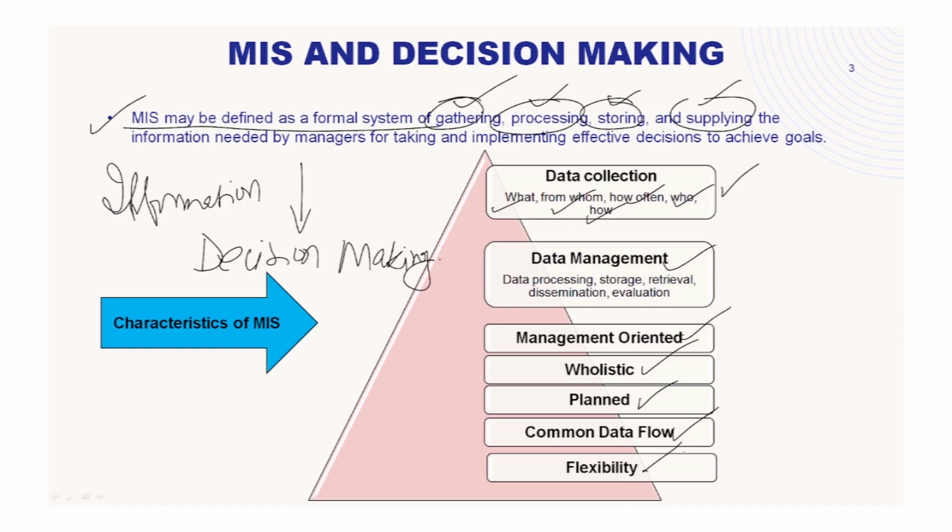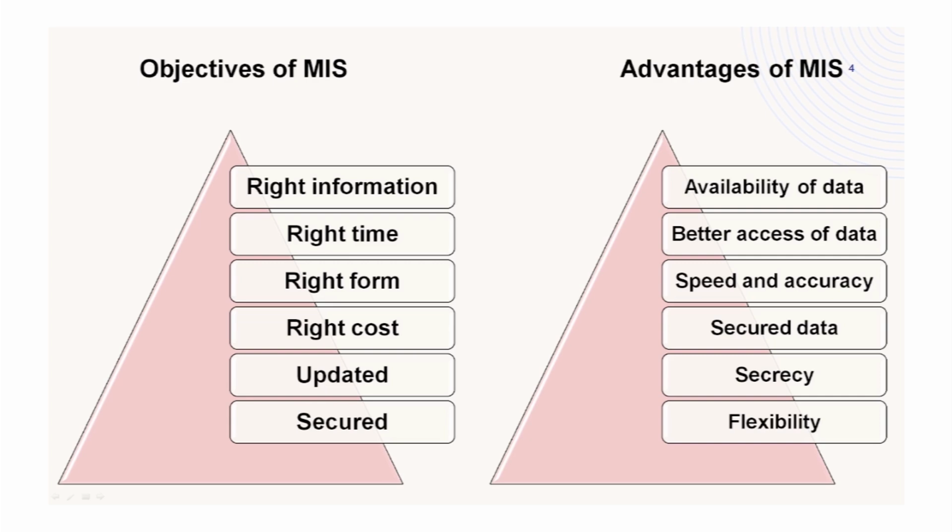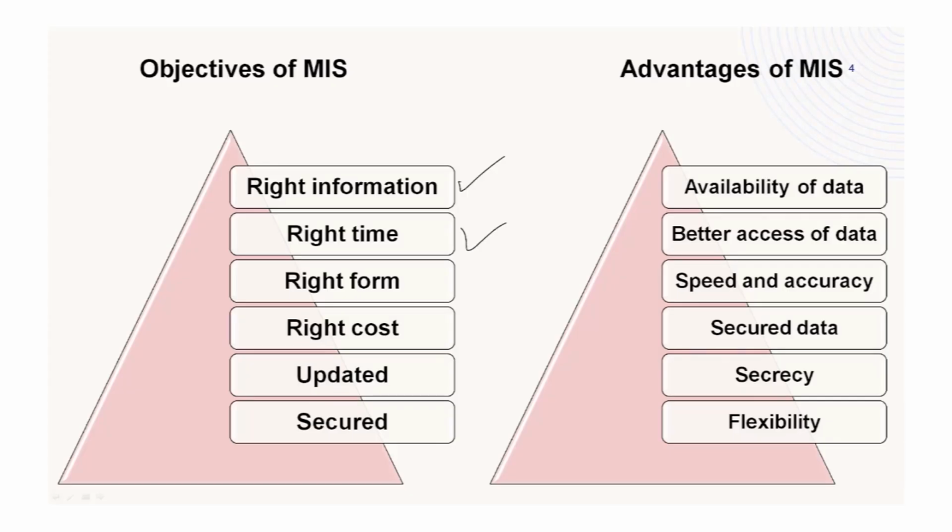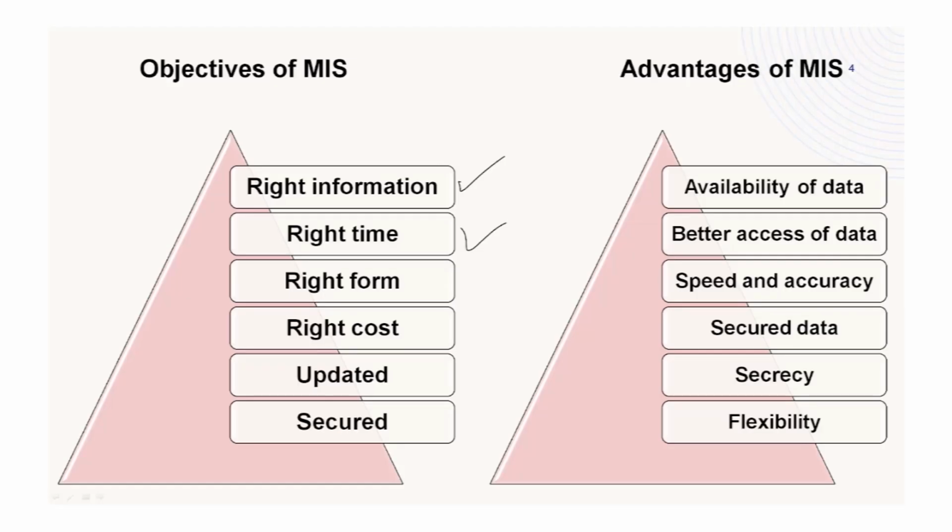So we get an idea about the different features and the characteristics. Objective of the MIS, the right information. The very first one, that all the data which are stored in the main ERP will be providing you the right information. Right time, the data should be used by the manager when it is required for the decision making process. Once the decisions are taken and then at that time data is not available, then the data is of no use. So it should be available at the right time as well.